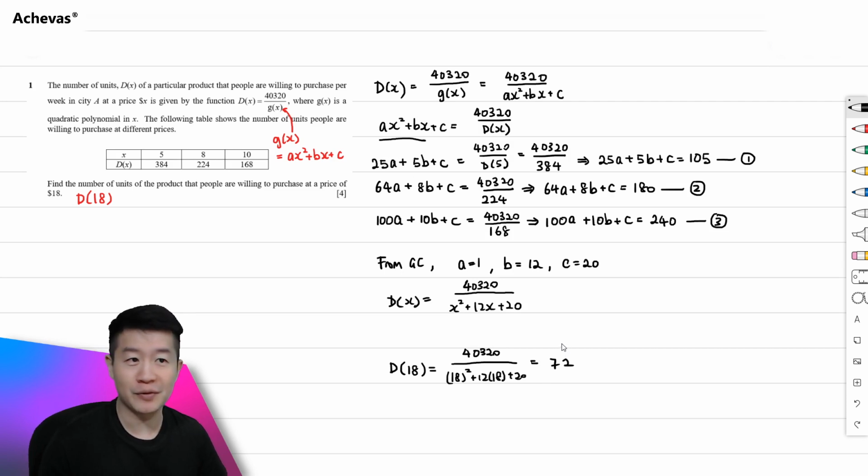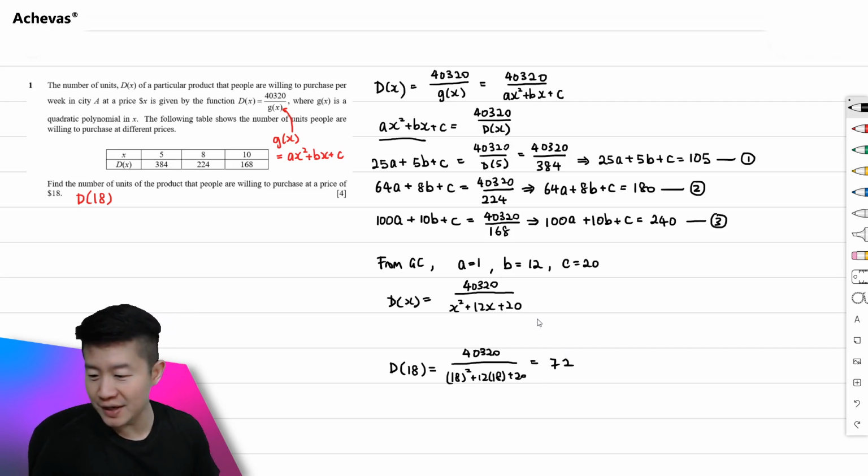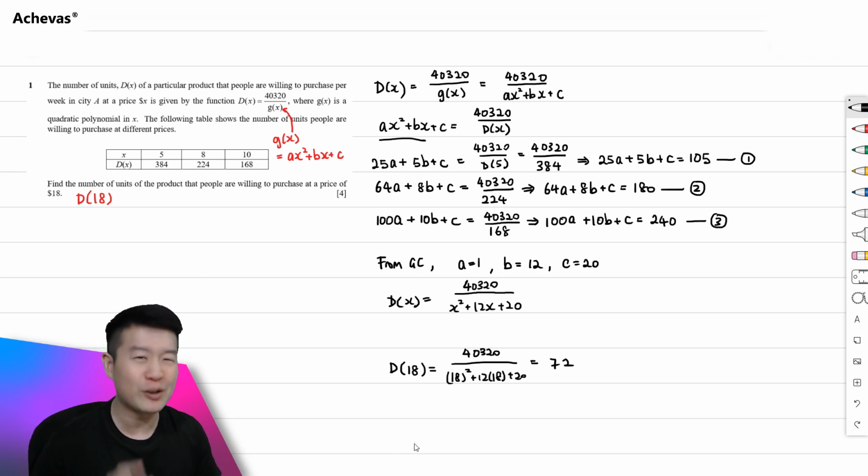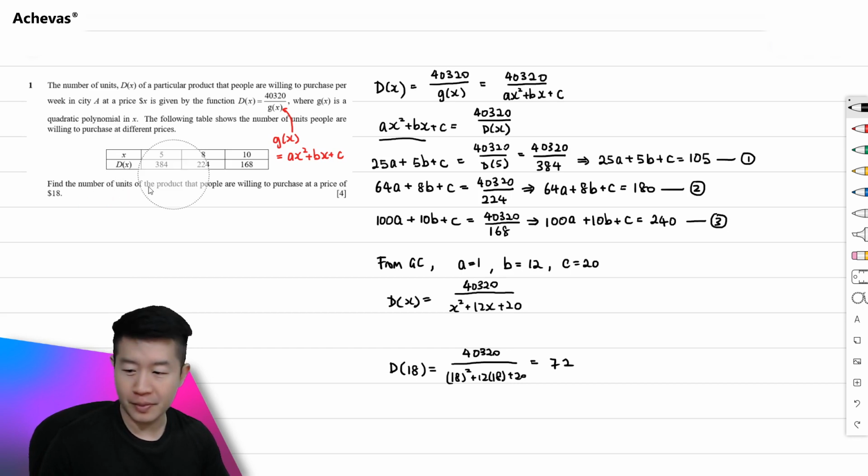Question number 1, system of linear equations. It is a very simple question. Okay, not exactly super simple, but it is okay as a question to start with. Let's move on to question number 2.